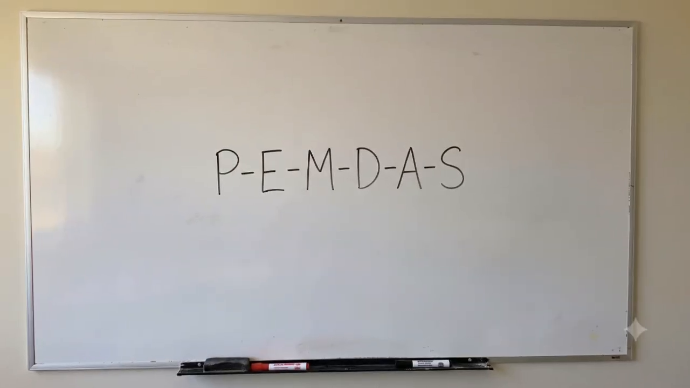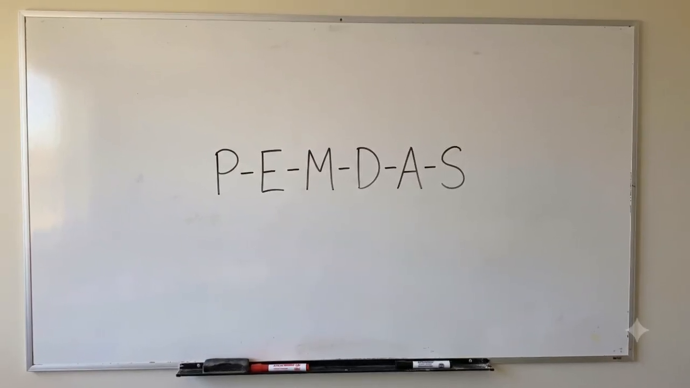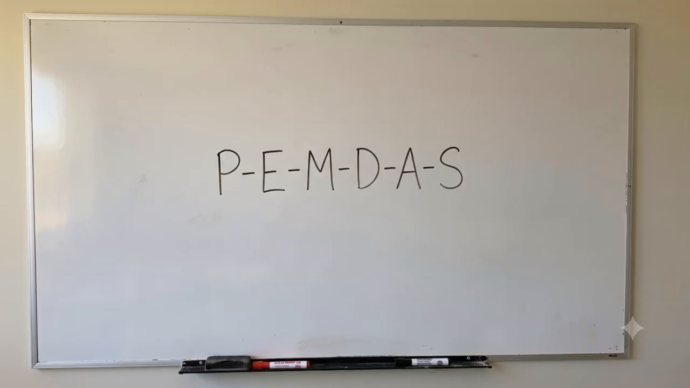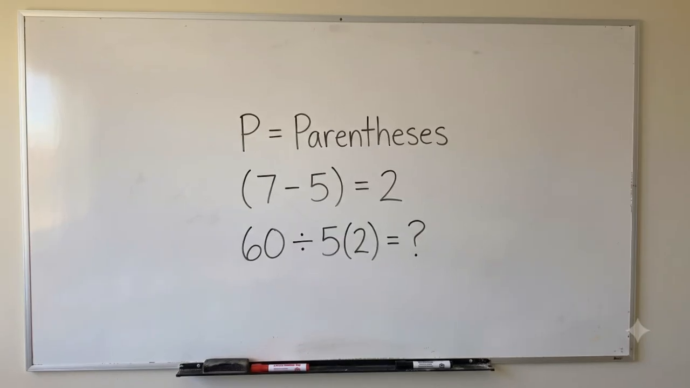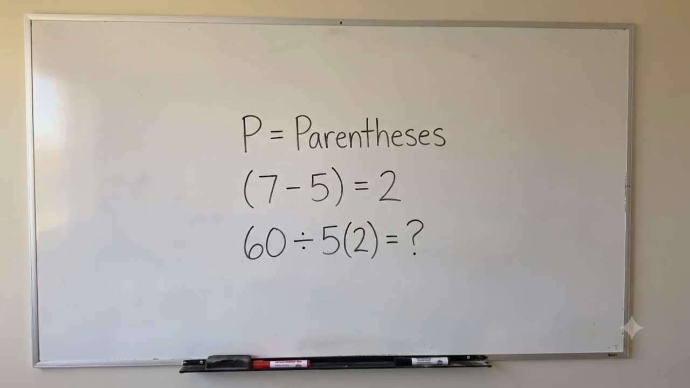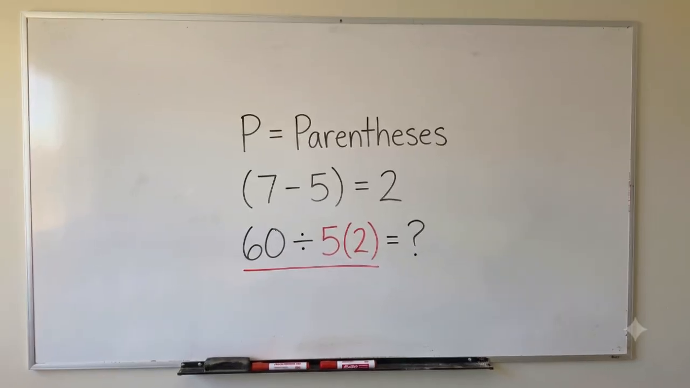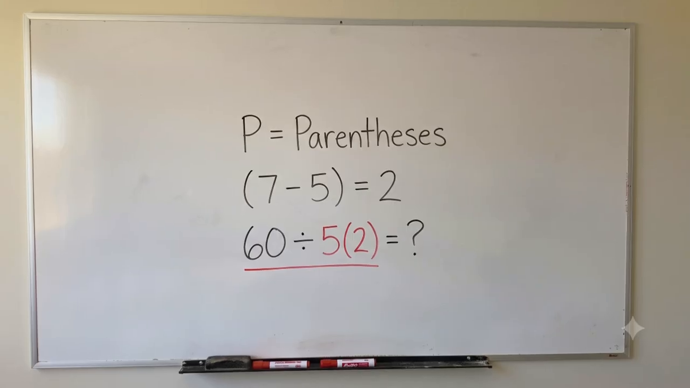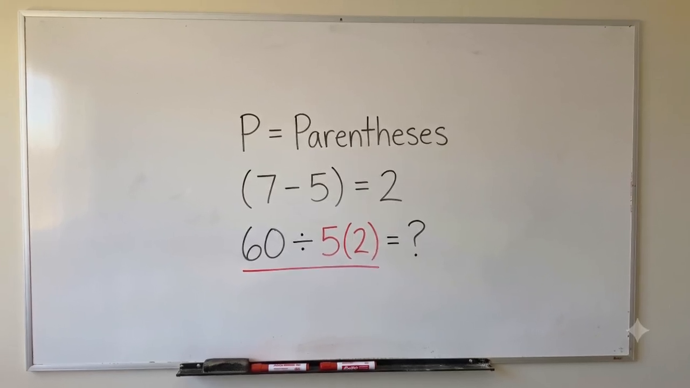The order of operations, PEMDAS, has rules that most people forget. Let's go through them. Step 1. Parentheses. 7 minus 5 equals 2. Easy. And here's where everyone messes up. That 5 times 2, it's not a single unit. It's just multiplication in disguise.